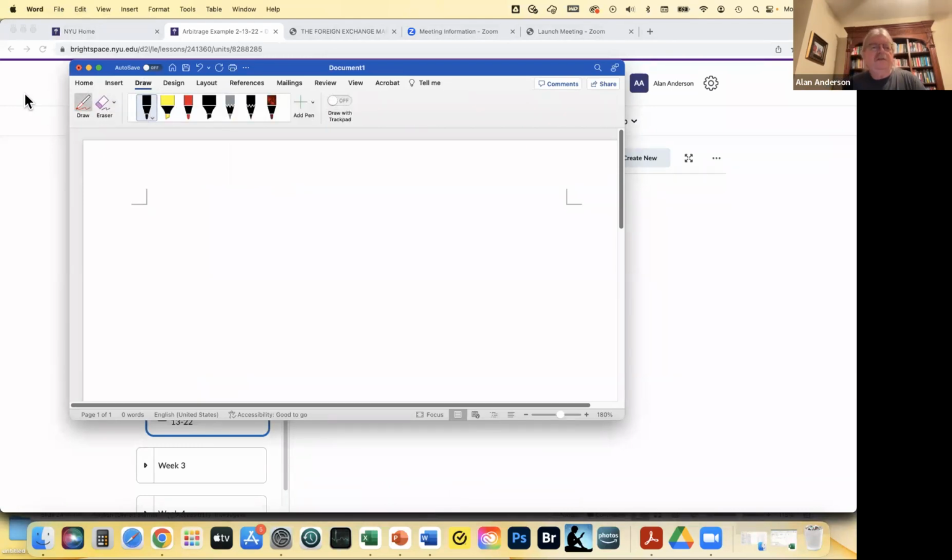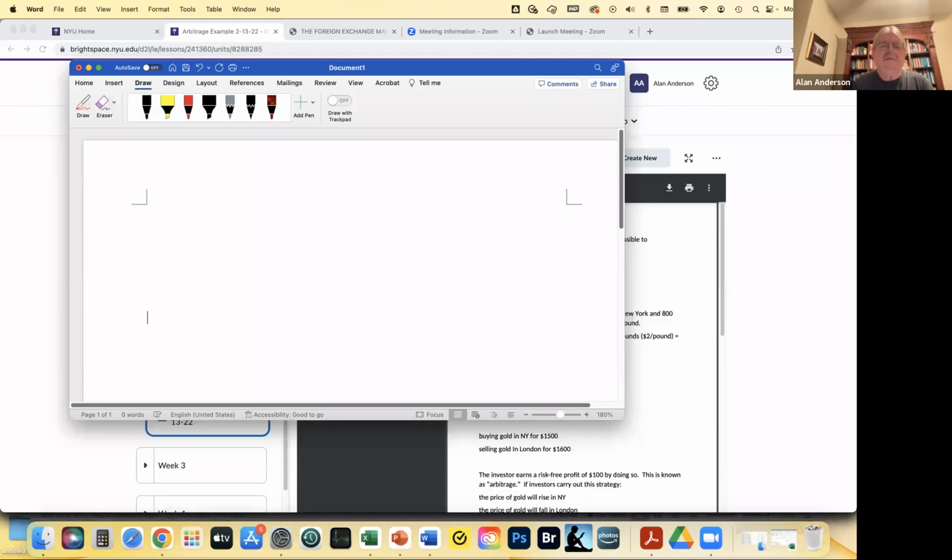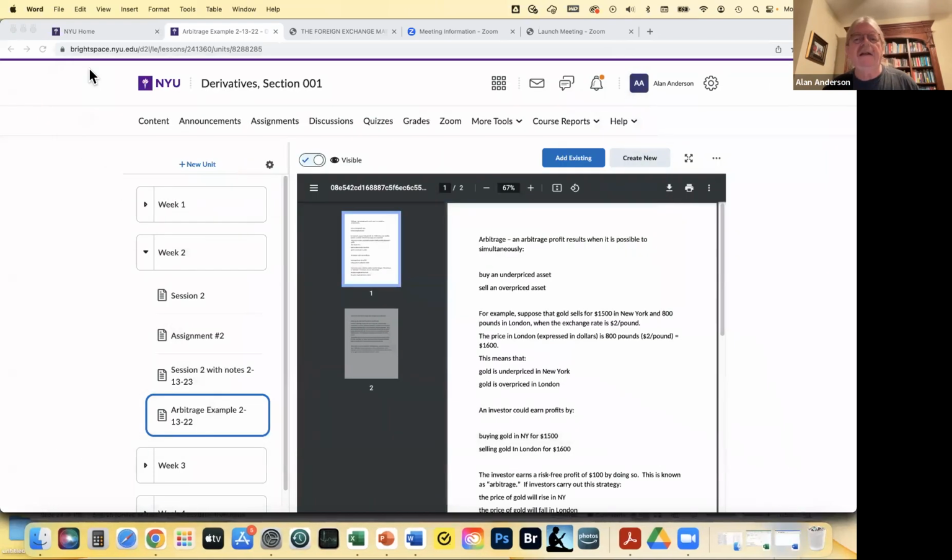All right, so I should be able to draw right on the screen here. But, oh, for Christ's sake, I probably have to install software on this damn thing. All right, I'll just forget it for now. So we'll just do it. I'll just type.